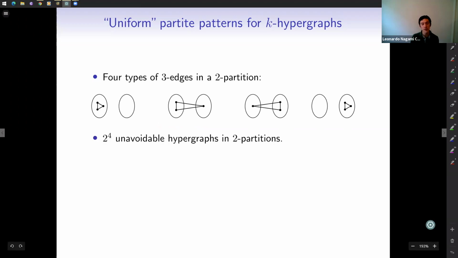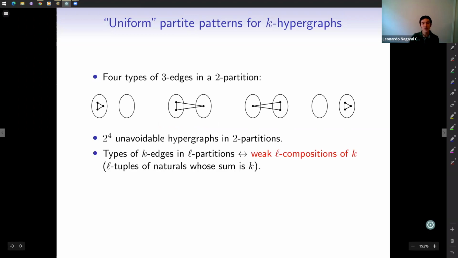And as before, the unavoidable hypergraphs are going to correspond to sets of these. So there will be 2 to the 4 guys, which I'm not going to draw here because otherwise it will take the whole slide. And in general, if I have a K hypergraph in an L partition, the types of edges are going to correspond to what are called weak L compositions of K. These are just L tuples that add up to K.